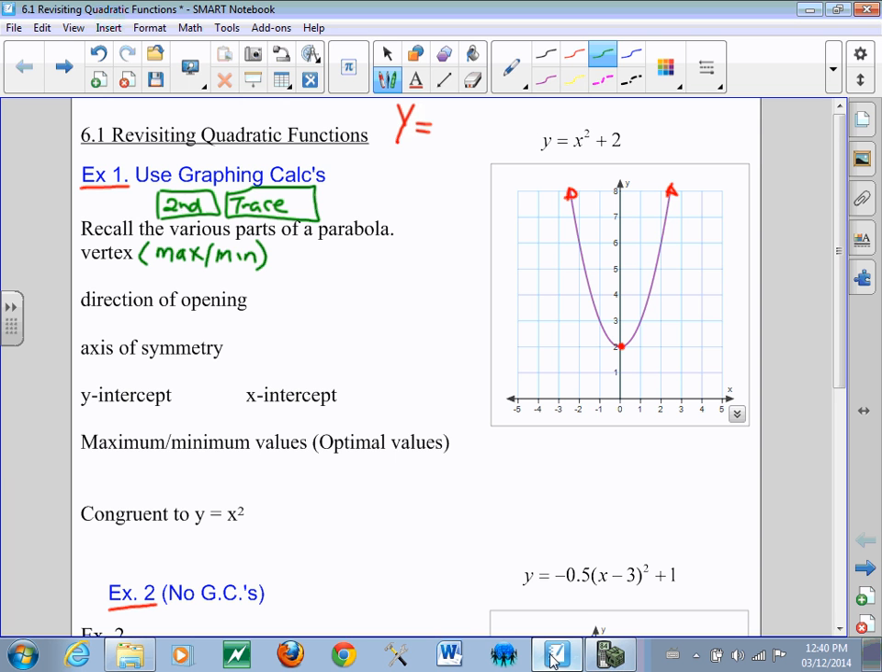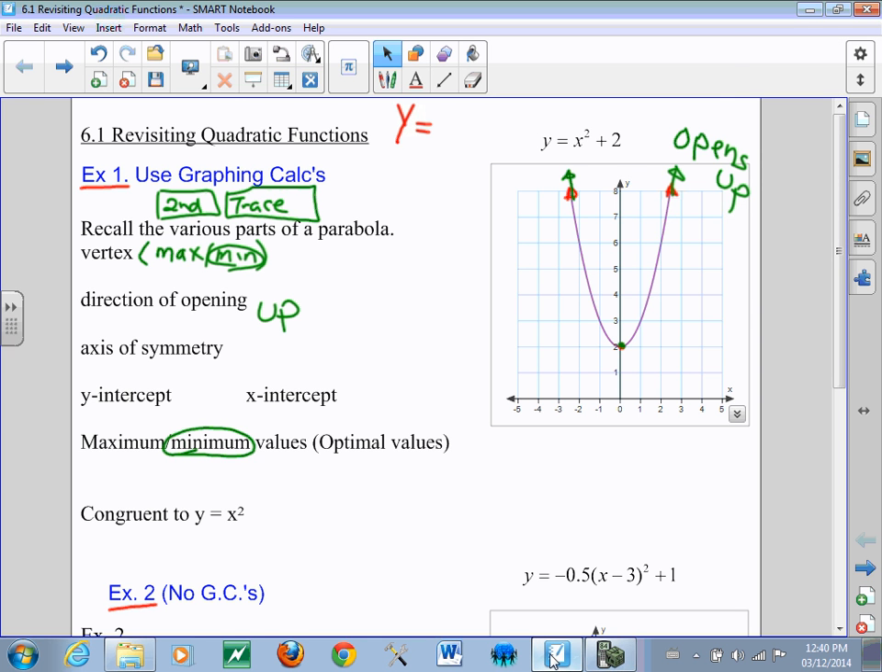The direction of opening affects your maximum or minimum. So in this case, ladies and gentlemen, we say it opens up, which in fact, folks, will answer one of these questions right here. So you can fill that in. It opens up. And if it opens up, folks, remember, these continue as we go up and left, and as we go up and right, they continue. But it comes down to a minimum. So when it opens up, you have what's called a minimum. So that will answer this question right here. Okay? And to find your vertex, we have to go second trace and press minimum.